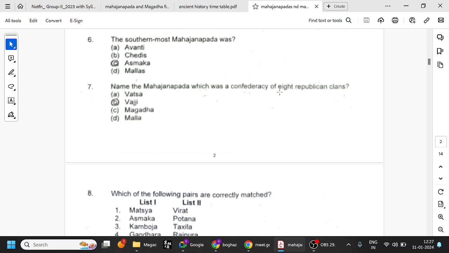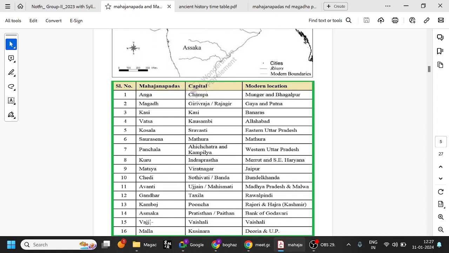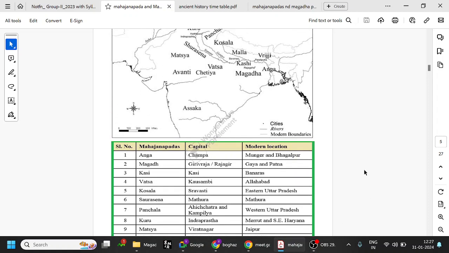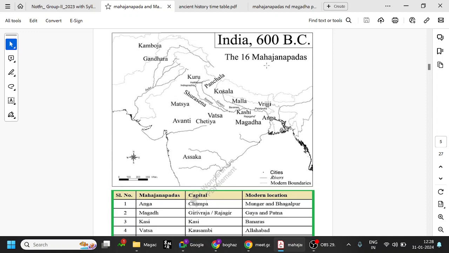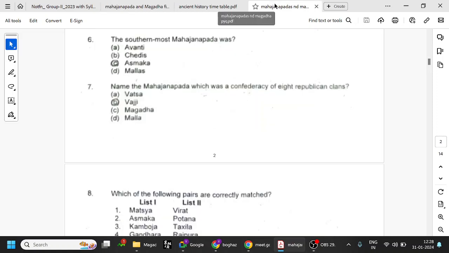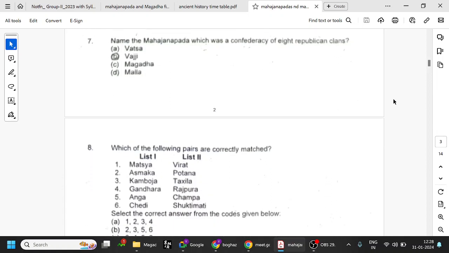Name the Mahajanapada which was a confederacy of 8 republican clans: Vajji. Very important. One of the most prominent early republican states is Vajji. Where is Vajji? Vajji's capital is Vaishali, and the modern location is also Vaishali. Let us look at the location. See, this is Vrijji, or Vajji. This is the confederacy of 8 republican states. One of the earliest is also the Lichchhavis. When you say republican, the first thing that should come to mind is the Lichchhavis, and later the Vajjis also. Vajji is also a confederacy of 8 republican clans.